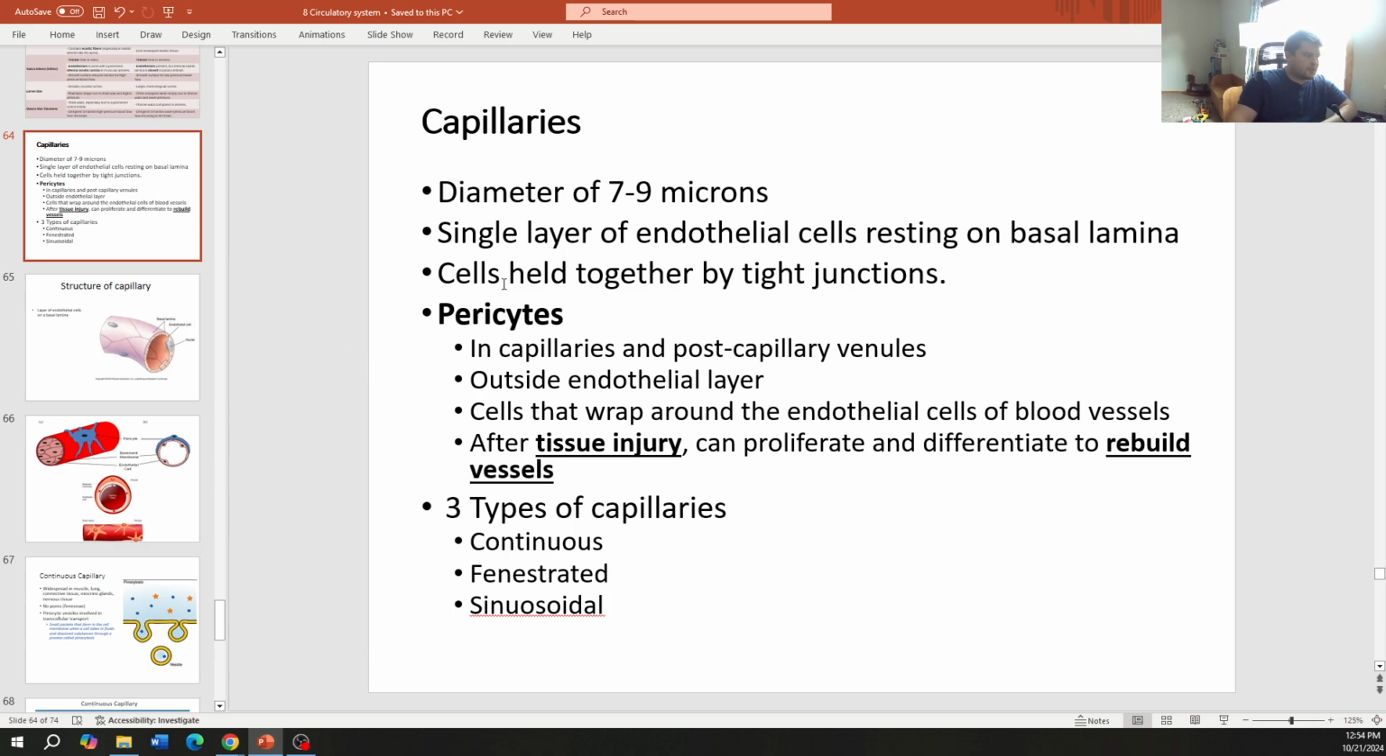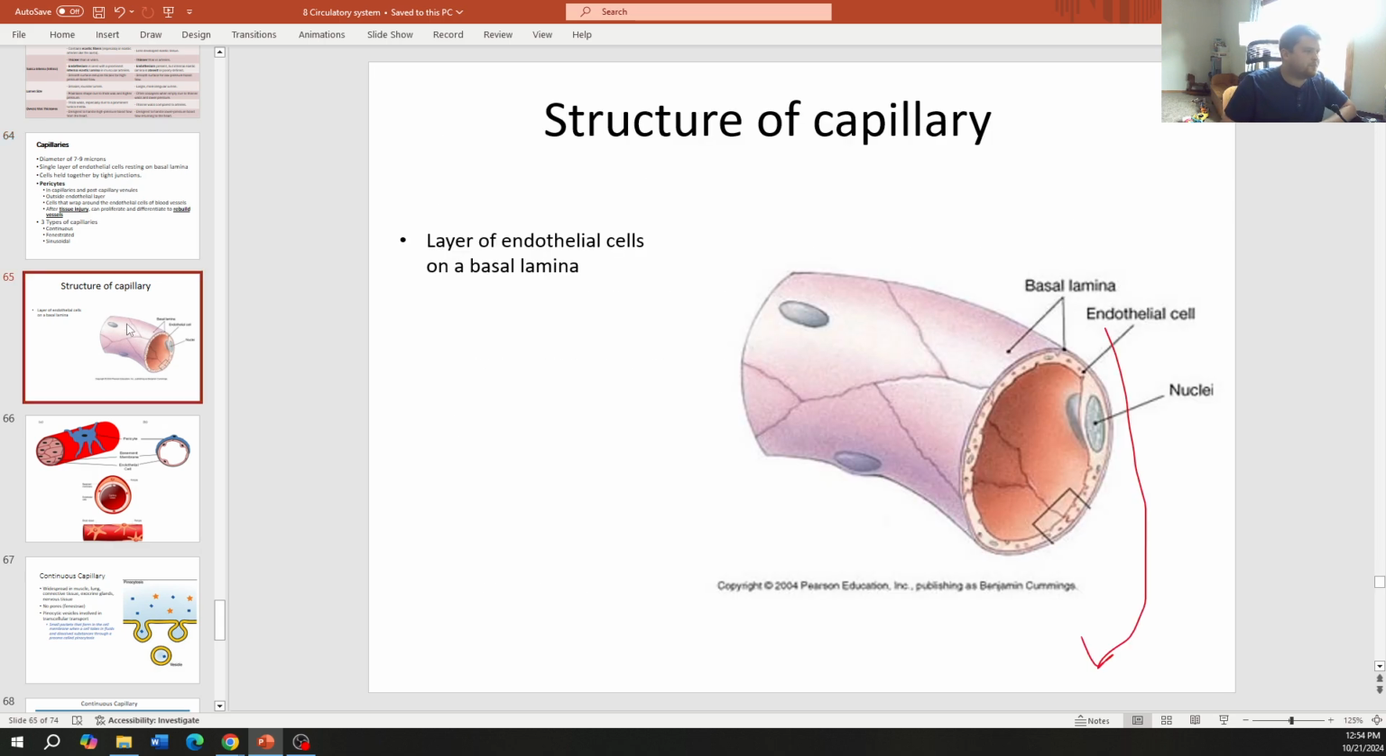So those are our pericytes. And we have 3 specific types of capillaries: continuous, fenestrated, sinusoidal. If we think about those words, continuous means that there are no breaks. Fenestrated, we talk about having pores or holes in it. And sinusoidal, sinusoid, is referring to larger gaps in there.